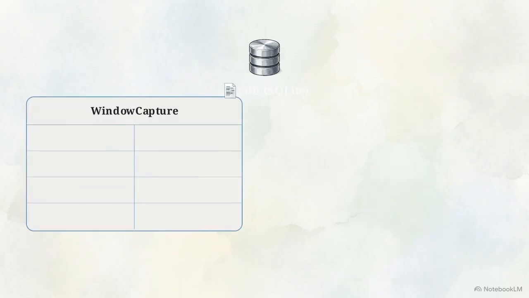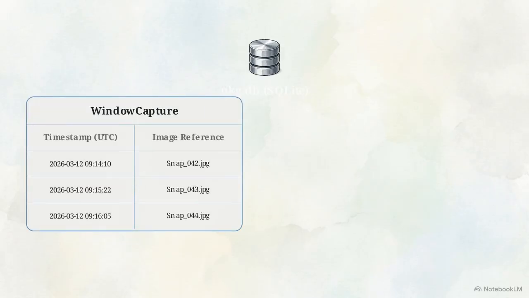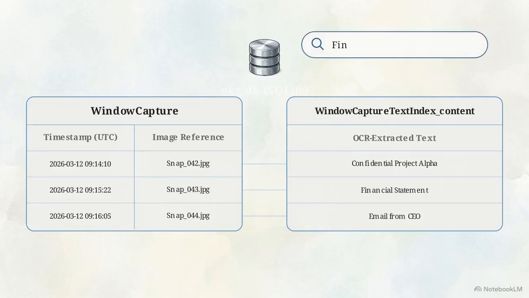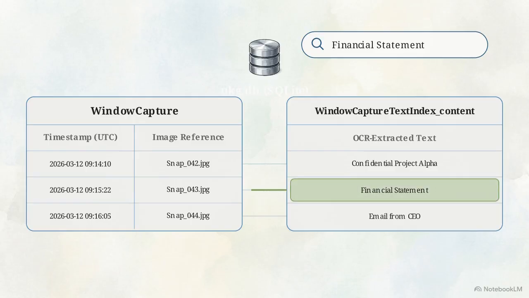The window capture table logs UTC timestamps alongside references to a stored image catalog. Linked to those captures is the window capture text index content table, which contains the searchable OCR extracted text. This relationship allows an investigator to keyword search the user's visual history, reconstructing their cognitive activity over months.